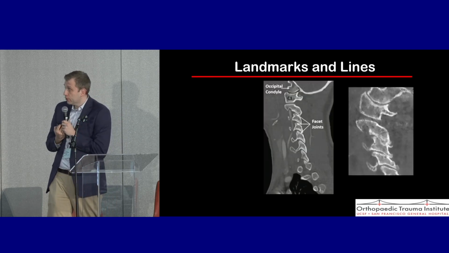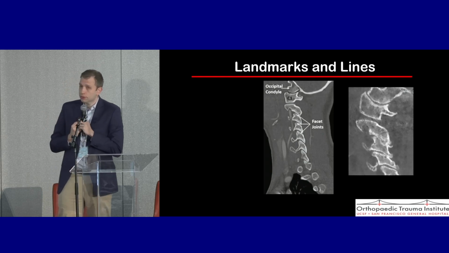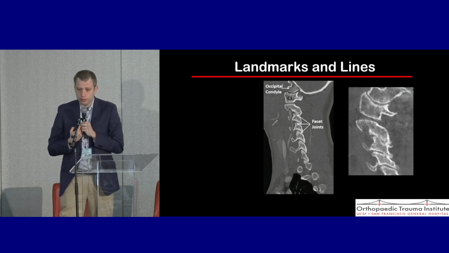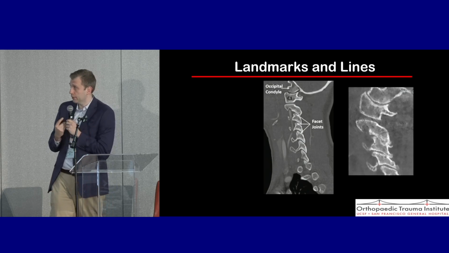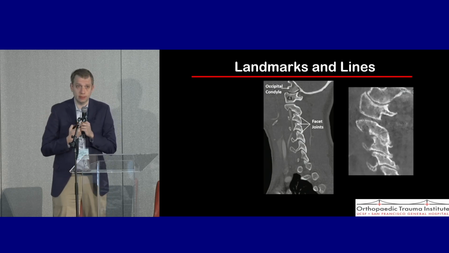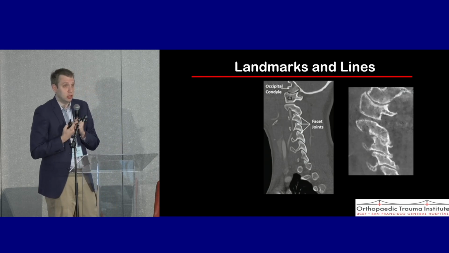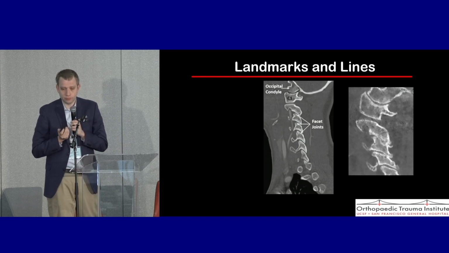You could see the facet joints on these CTs over here, and you could see how they go down shingled. And it's really important to also take notice of the occipital-atlantocervical spine area and make sure that the occipital condyle sits nicely in C1 and is congruous, and that you don't have any gapping or subluxation in that area.